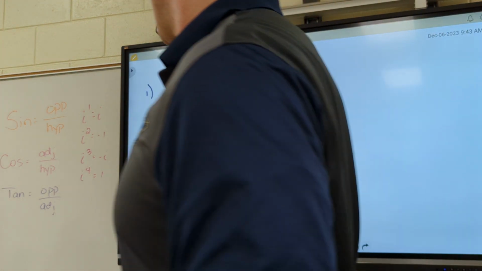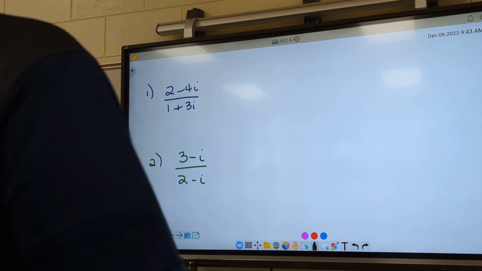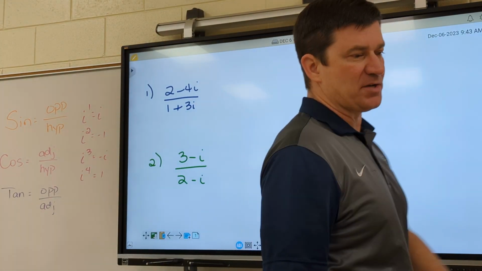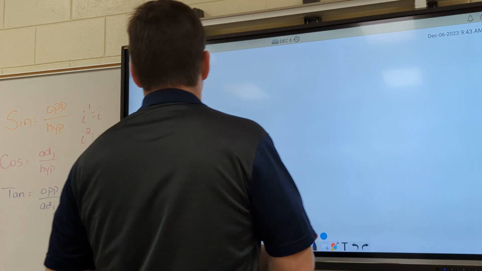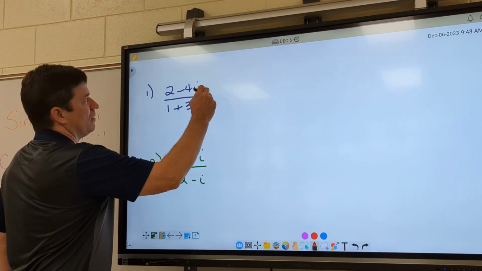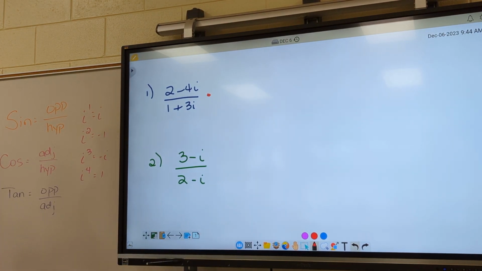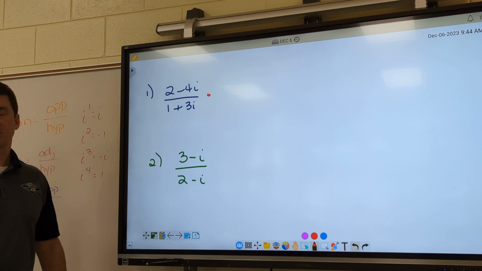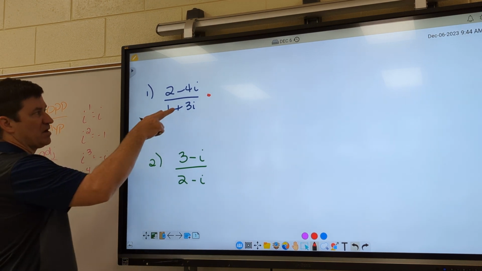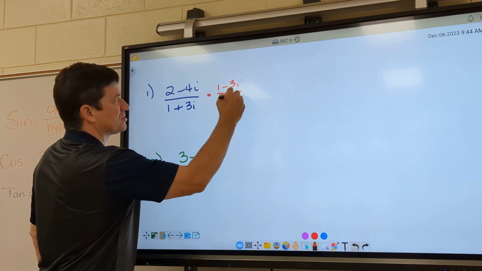All right, so what is the problem with number 1? Just like you can't have a square root on the bottom, you can't have an i on the bottom of a fraction as well. So do you guys remember from last year how to fix this? All right, let me show you. You got to multiply by basically the opposite of the bottom. It's called the conjugate. Not that you necessarily need to know that word, but the conjugate of 1 plus 3i is 1 minus 3i. And you write that on top and bottom.